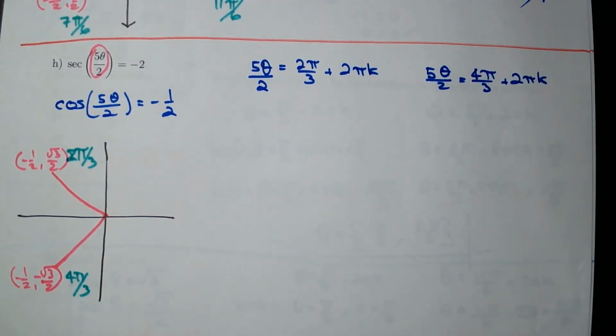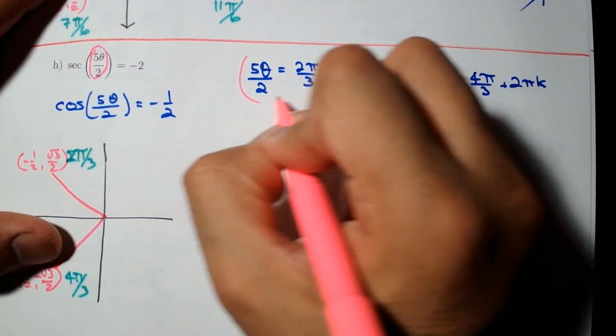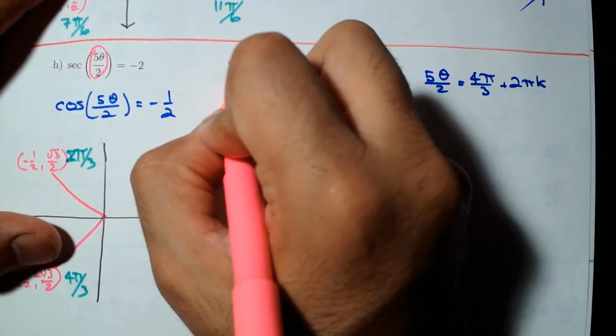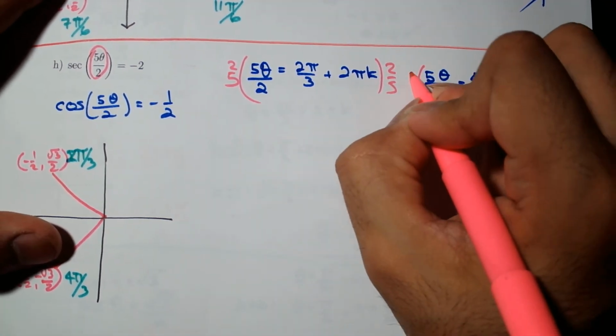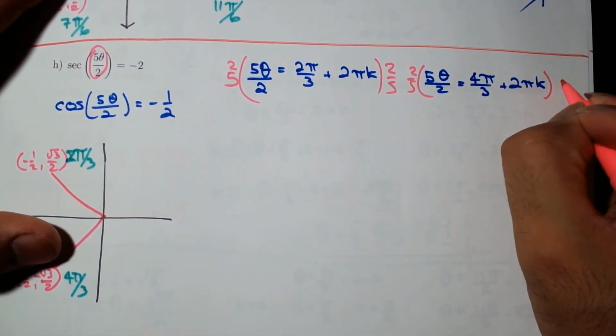Alright, we need to solve for theta by multiplying both sides by 2/5. Same here, multiply by 2/5.